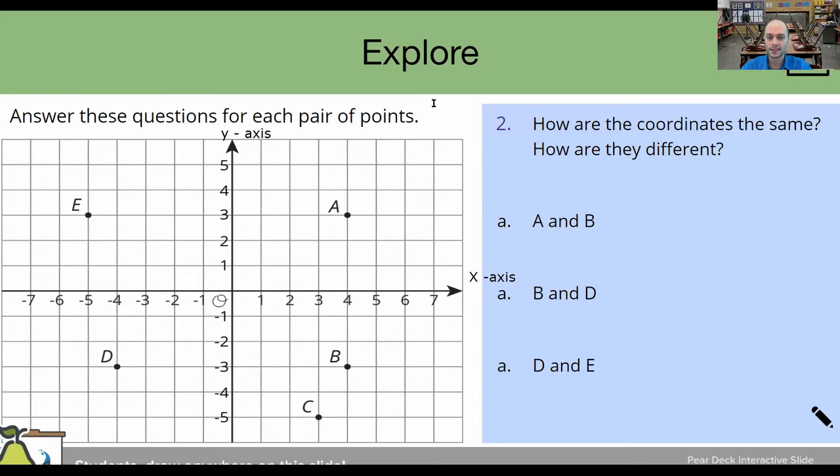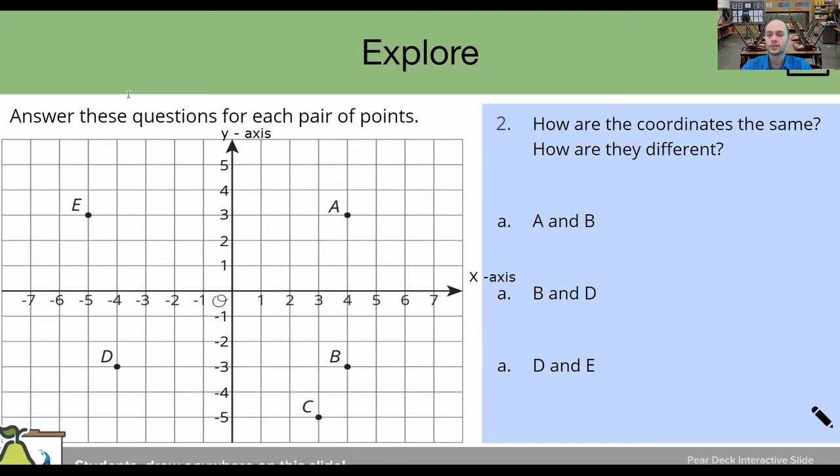Okay, so with that said, let's actually talk about what they want. They said, how are the coordinates the same and how are they different? So they're looking at point A and point B. They want to know, how are they the same and how are they different? In order for us to analyze them a little bit more, why don't we find their coordinates?